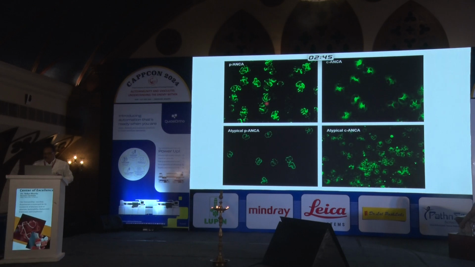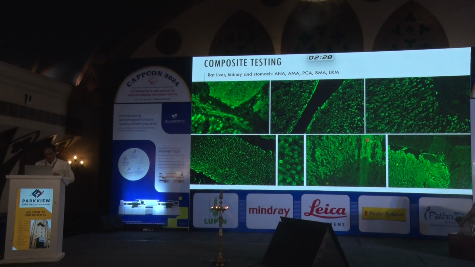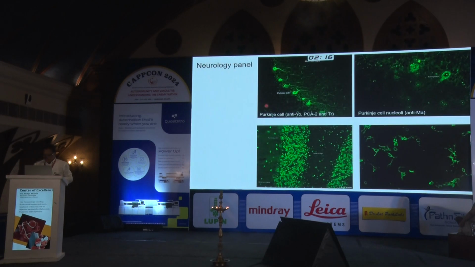Similarly, for the P-ANCA, you see these intranuclear extensions, which they call blebs. This is very characteristic, and only when you see this, you call it P-ANCA. Otherwise, you call it atypical P-ANCA or atypical C-ANCA. These are composite tests to demonstrate antimitochondrial, PCA, SMA or LKM antibodies. So these are the various antibody demonstrations that you can do.